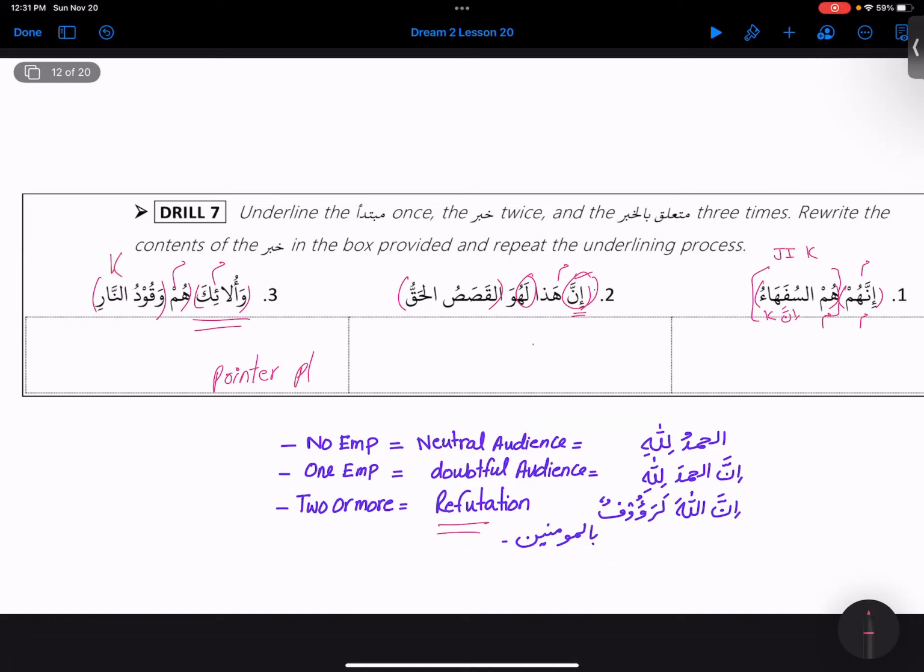Translate: "And those are the fuel for the fire." So, like, emphasis for two times. They are the fuel of hellfire. Yes, those are. To translate the waw: "And those, they are the fuel of hellfire."